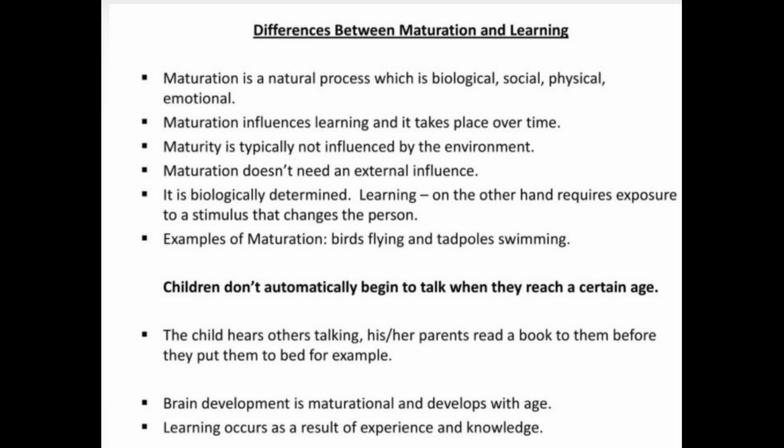Examples of maturation: birds flying and tadpoles swimming. Children don't automatically begin to talk when they reach a certain age. The child hears others talking, his or her parents read a book to them before they put them to bed, for example. Brain development is maturational and develops with age. Learning occurs as a result of experience and knowledge.